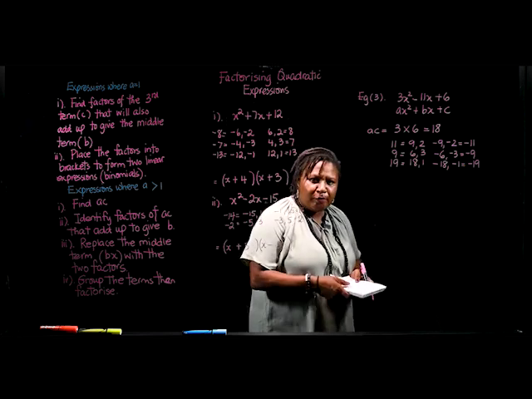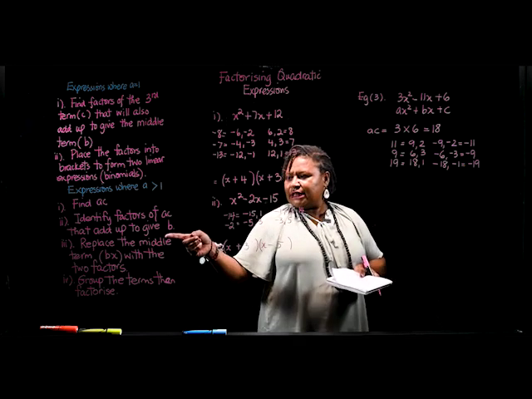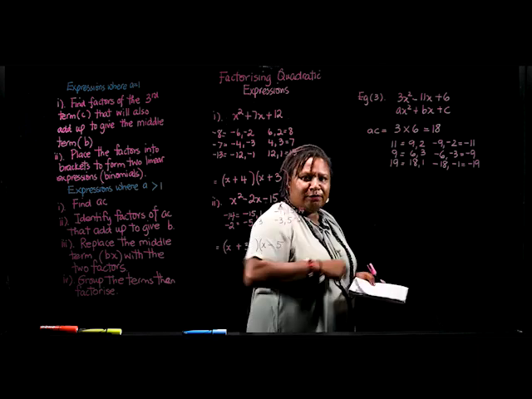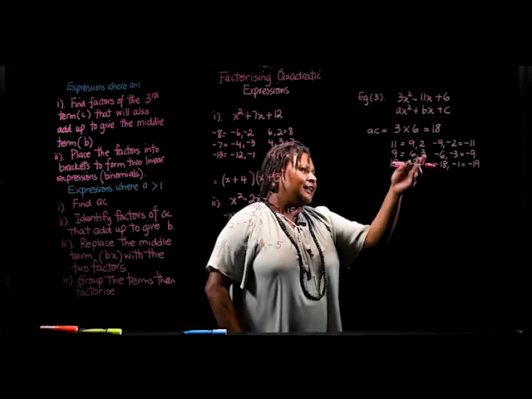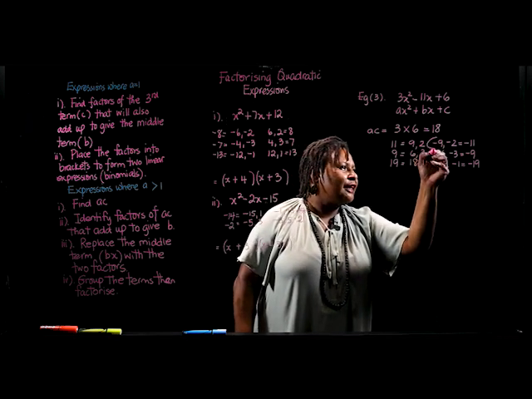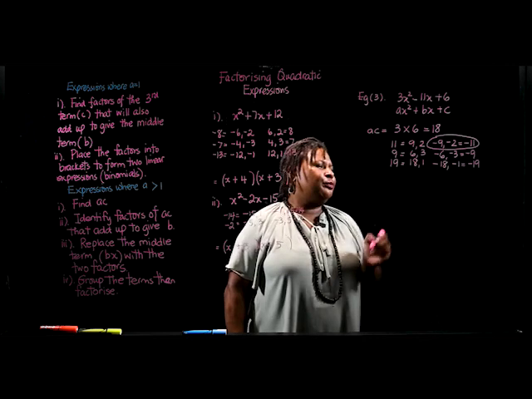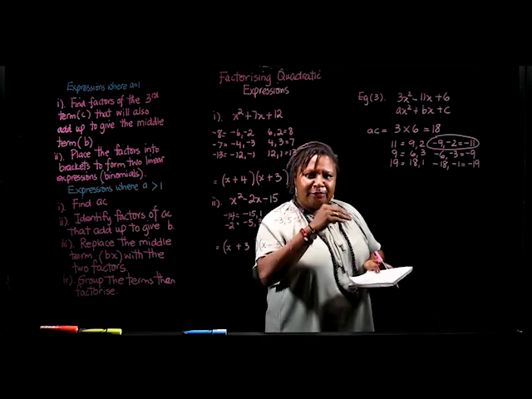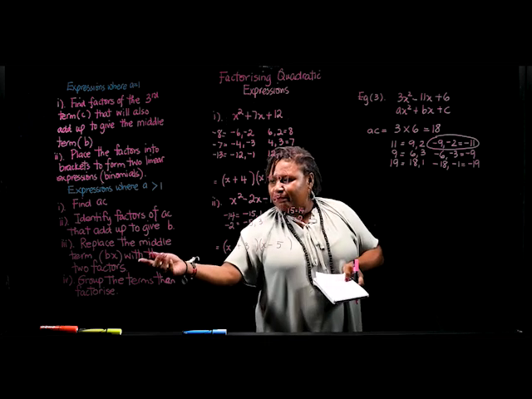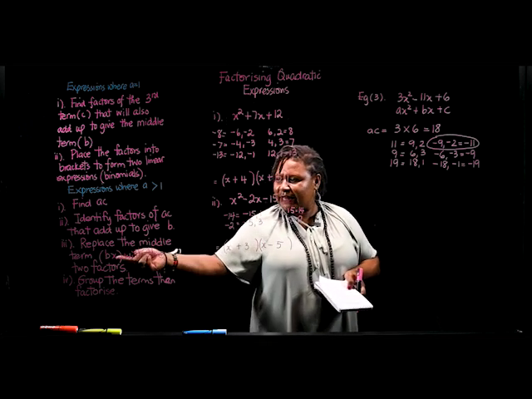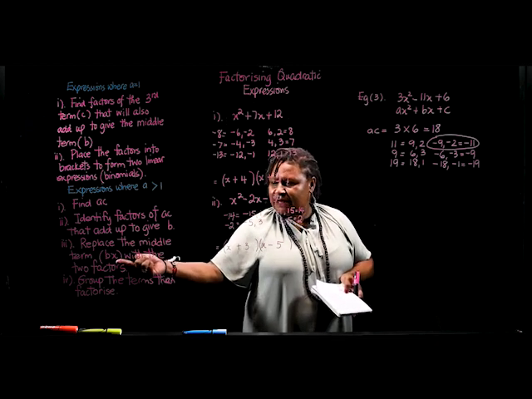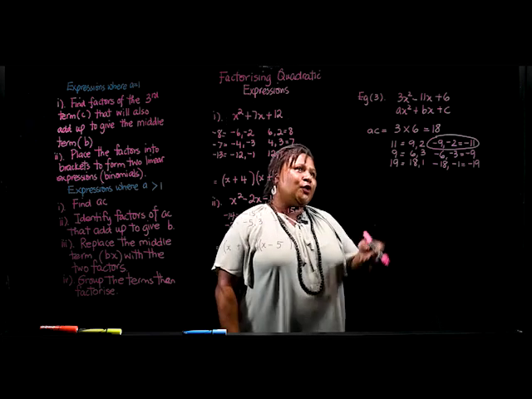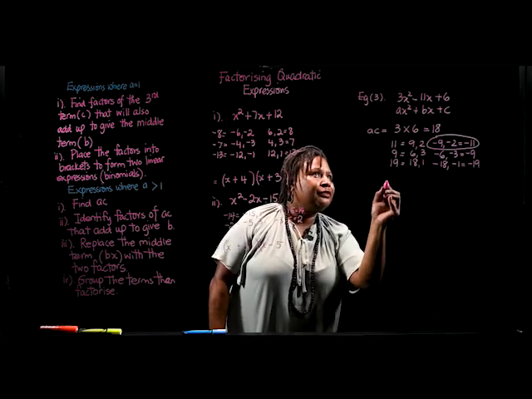Okay, so from our factors, identify the one which gives us a sum of the middle term, which is negative 11. Clearly you can see negative 9 and negative 2. Now, we are not going to go immediately and put them in the brackets. Our third step says replace the middle term, okay, which is bx, with the two factors, okay? What we mean is we are going to split the middle term, all right?